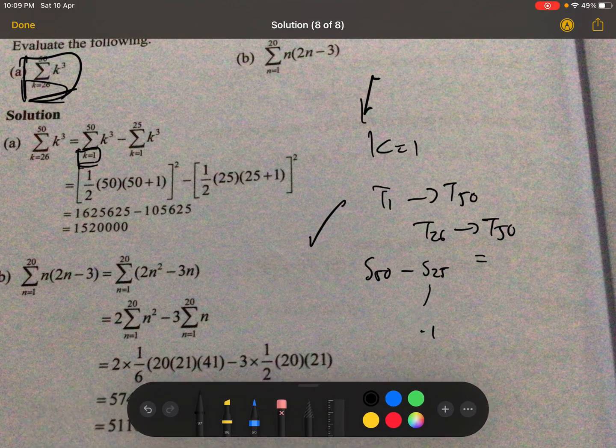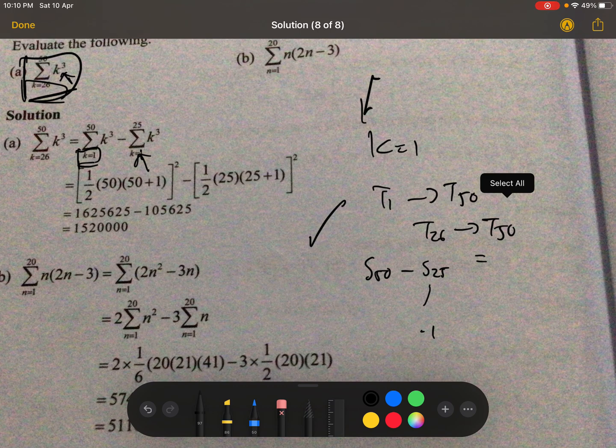Yeah, going all the way until 25 times k cubed, because it's still k cubed. The whole thing is k cubed still. So since we're trying to find starting from 26 onwards, we want to find from 1 to 50 and then deduct 1 to 25, because we want to find only 26 onwards. We have to do it like this because we cannot directly start at 26.